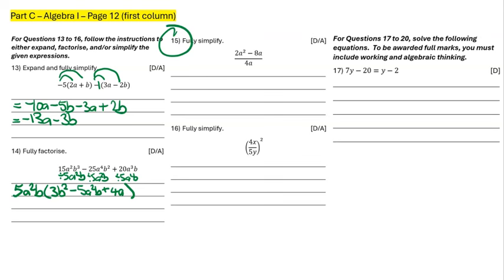So we're now into question number 15. Fully simplify this. And this one's quite nice. What we're going to do is we're just going to factorize that top there. So that top, they've got a 2a in common. So it's going to be 2a bracket a minus 4. And then all of that there is going to be over 4a.